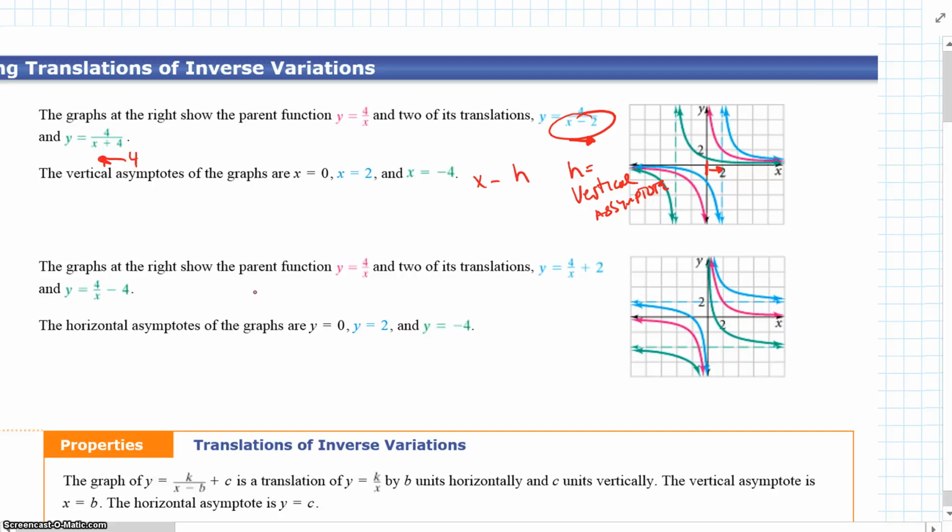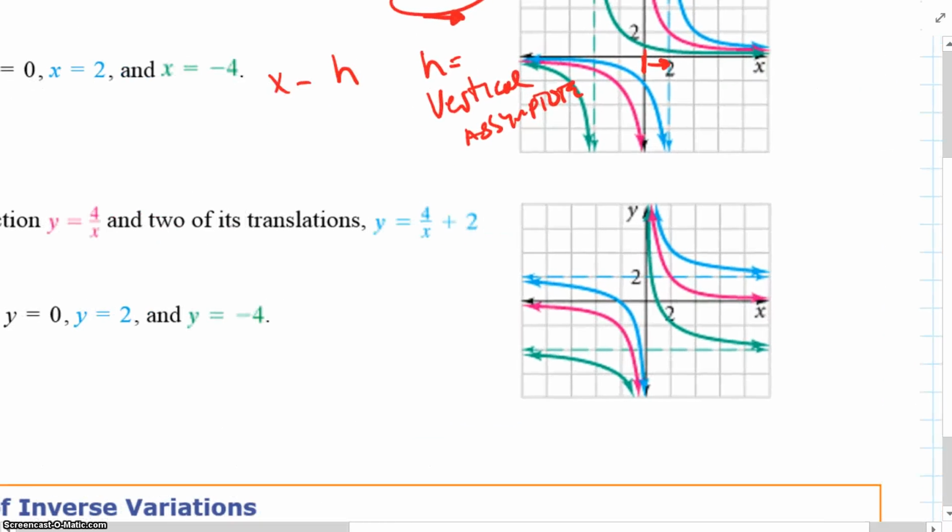The graph at the right here shows the parent function of y equals 4 over x, and the two translations, y equals 4 over x plus 2 and y equals 4 over x minus 4. So let's look at the plus 2 one. All right, the red one's our parent function, and then the blue one is y equals 4 over x plus 2. So what do you think that did?